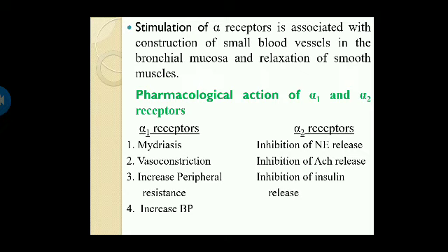Alpha 2 receptors' pharmacological action is inhibition of norepinephrine release, that is, decreasing the release of norepinephrine. Inhibition of ACh release, ACh being acetylcholine, so decreasing the acetylcholine release. Next is inhibition of insulin release, that is, decreasing insulin secretion. This is called the pharmacological actions of alpha receptors.